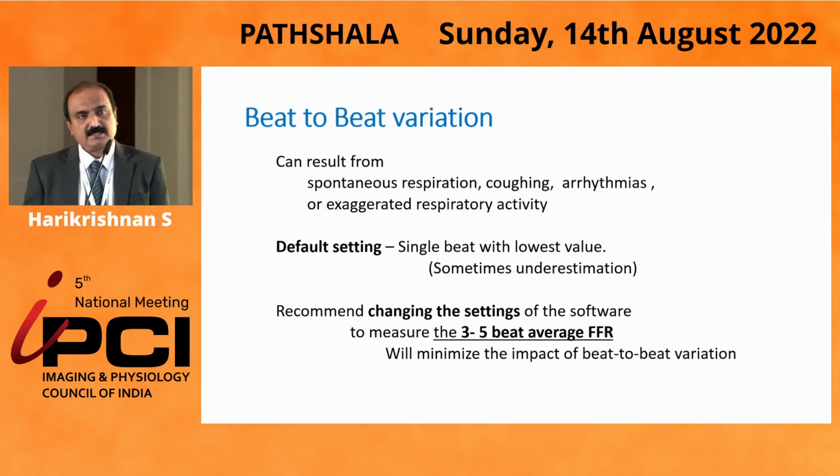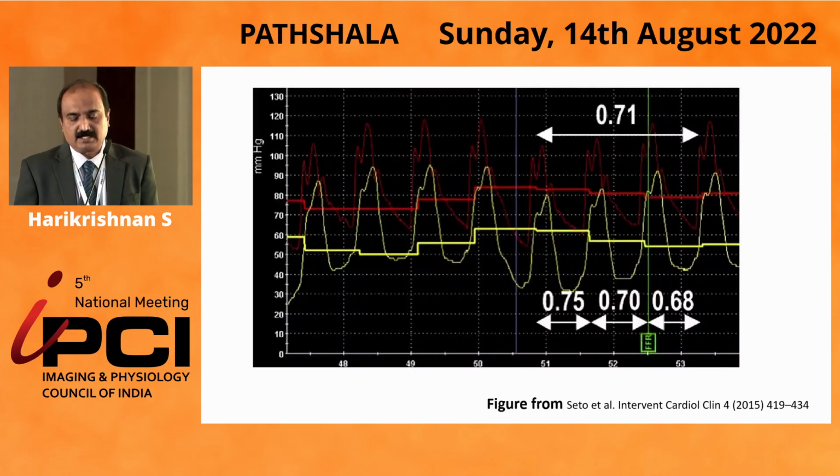Beat to beat variations can be there due to spontaneous respiration, coughing, arrhythmias, or exaggerated respiratory activity. In most of the machines, the single beat is the default setting. It can sometimes underestimate, so it is recommended that you change to a 3 to 5 beat average FFR. As you see in this, it varies from 0.75 to 0.68, but when you use a 3 beat average FFR, you can get a stable value of 0.71.